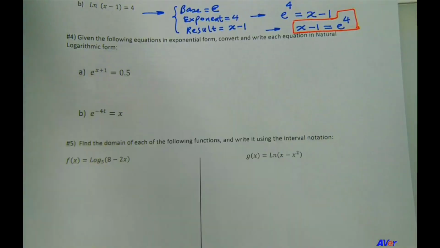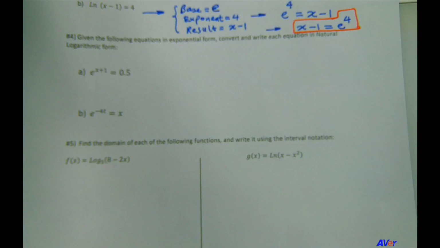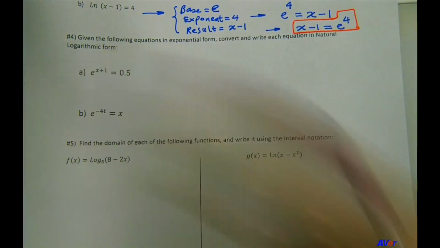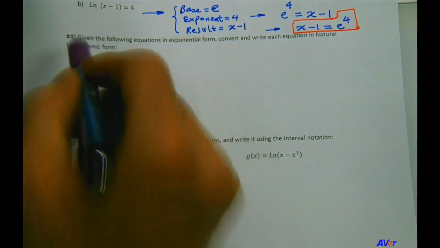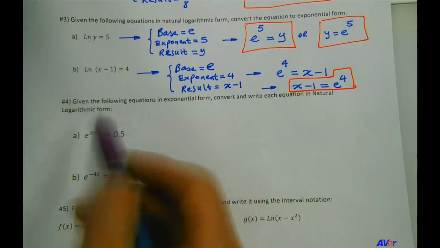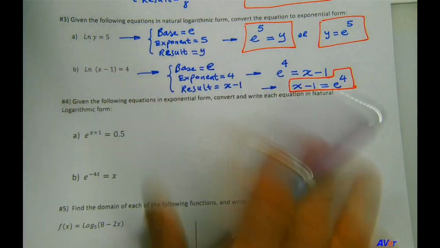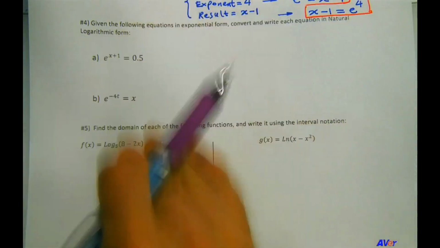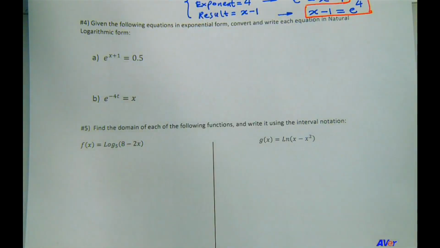Okay, given the following equations in exponential form, convert and write each equation in natural logarithmic form. So in number 4, we're being asked to do the opposite of what we did in number 3. Okay, let's do that. Again, I hope you complete this on your own and then come back to the video after you have your solution ready.